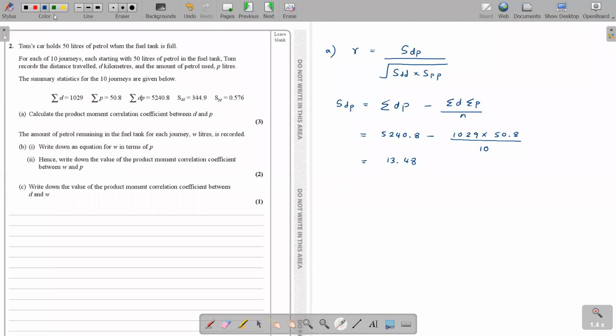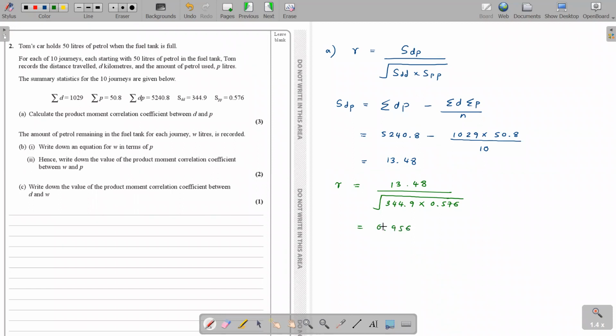Okay, so then let's calculate the R value. R equals, so I have written the equation, right? SDP, so SDP is 13.48 divided by root SDD, which is 344.9, into SPP, 0.576. Can you all calculate the answer?